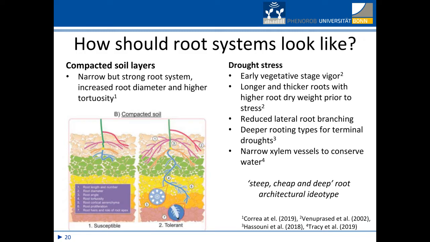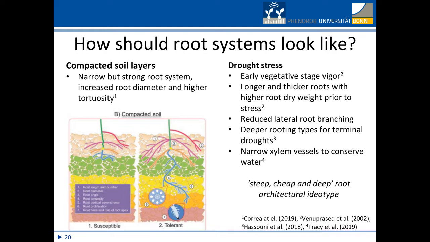Let's start with compacted soil layers. How should root systems look like when they grow in compacted soil layers? What is favorable to gain high yield? In general, genotypes with a narrow but strong root system, an increased root diameter, and a high tortuosity perform better in compacted soil layers.